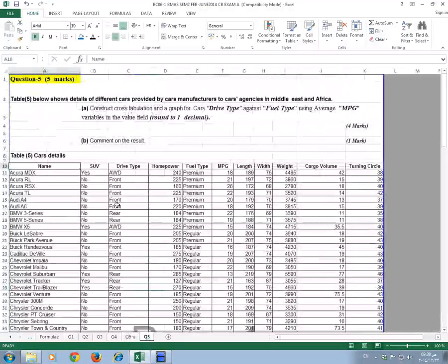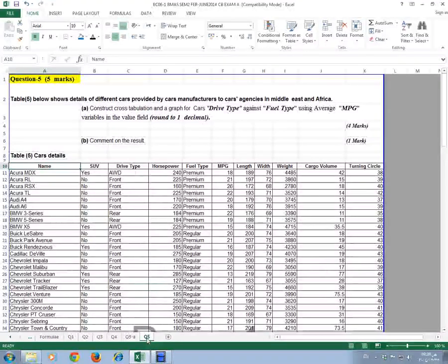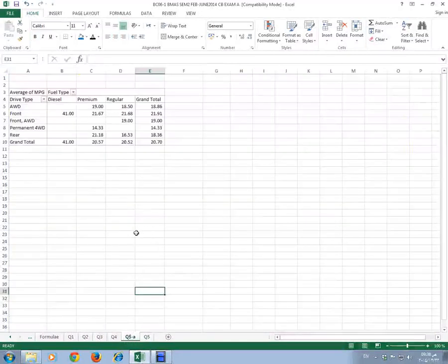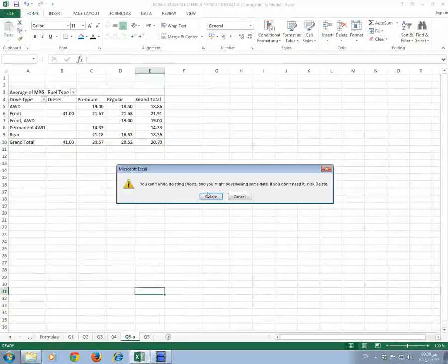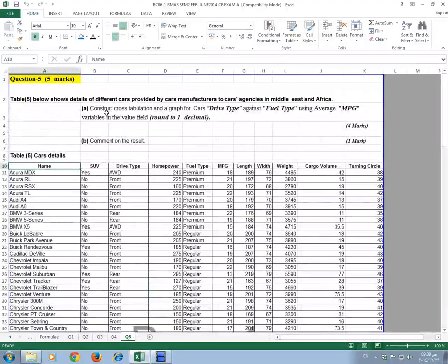Let us see the second question. Comment on the result. But the question here is a cross tabulation and graph. By mistake, I answered this question without using cross tabulation and chart. So anyhow, the answer here is incorrect. I'm deleting it. This is the wrong answer, because the question here is a cross tabulation and graph. So we want both graph and cross tabulation.